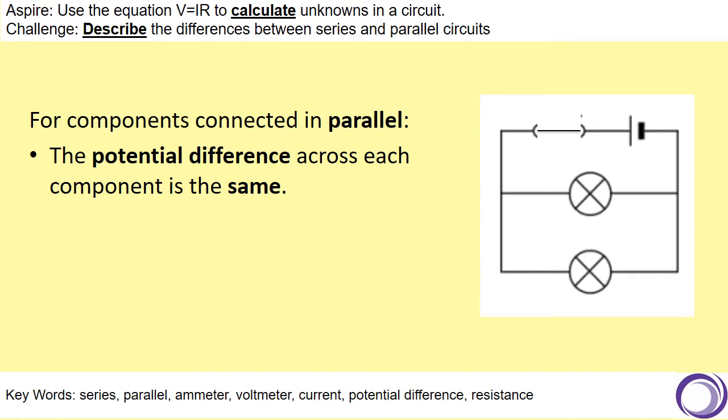In a parallel circuit, because the components are connected directly to the cell, they've just got the same potential difference as the cell. So in this one, if we've got 9 volts across the cell, we'd have 9 volts across that bulb and 9 volts across that bulb.